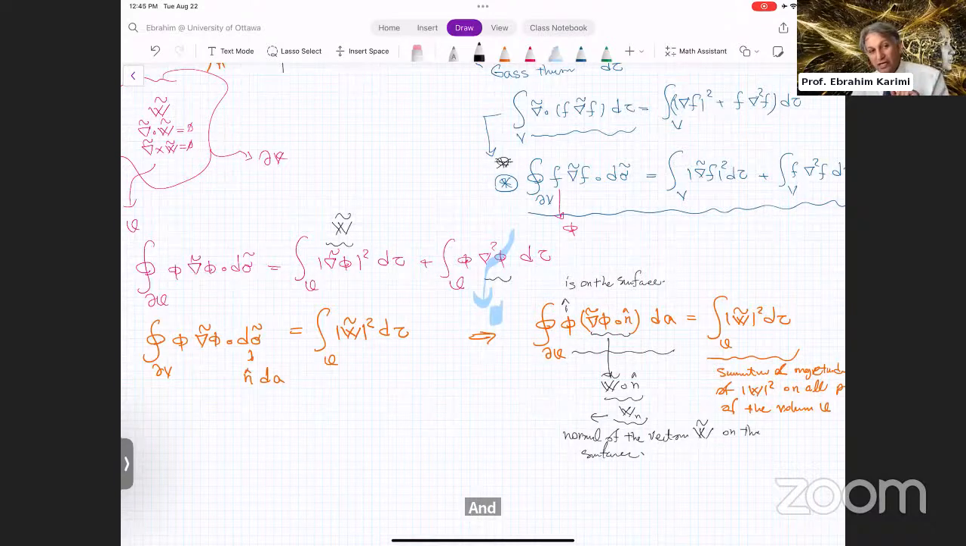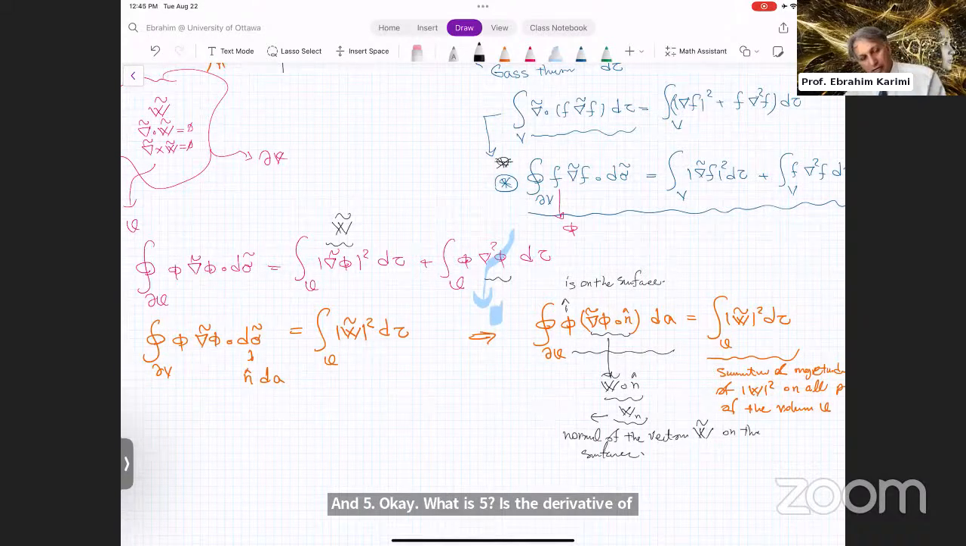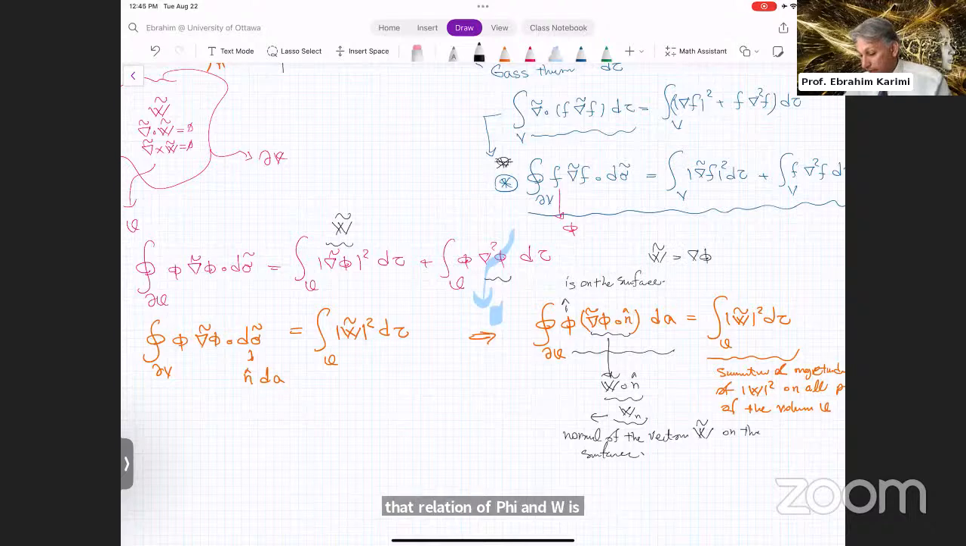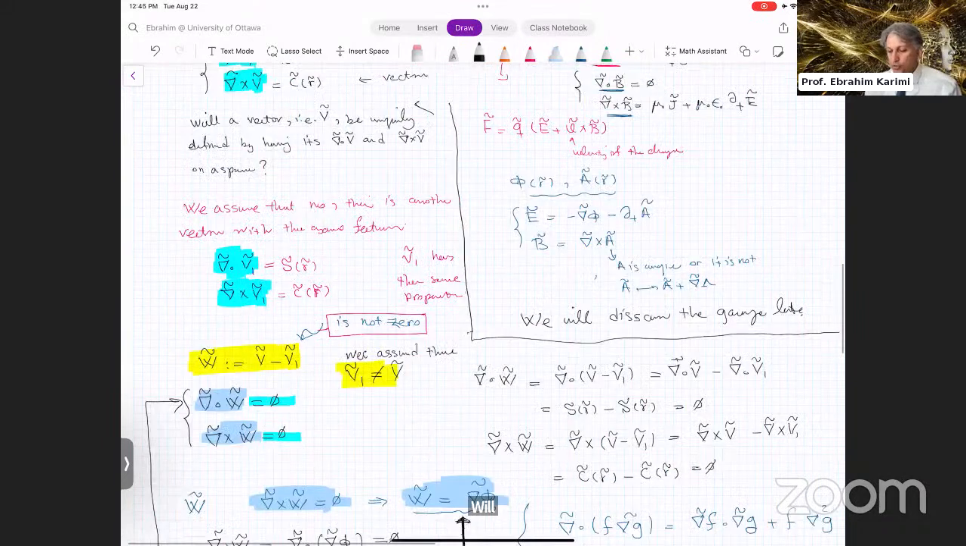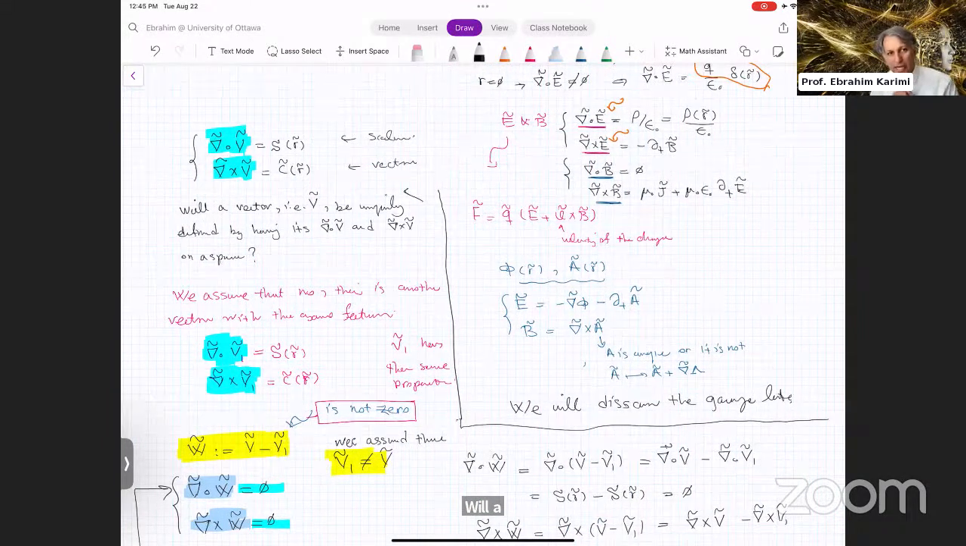Okay, what is phi? The relation of phi and W is that W is given by the gradient of phi, so phi is the integral of W. So we need this value as well. We need phi.